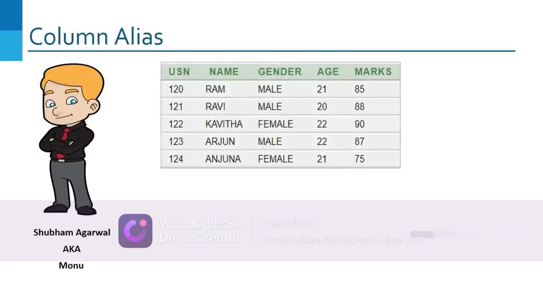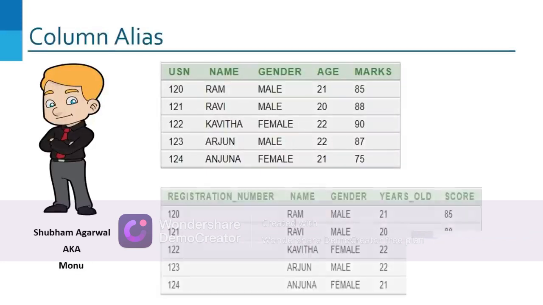So let's say that I have USN, name, gender, age and marks, okay? Now I think that USN should be changed to registration number. I think that age should be changed to years old. And I think that marks should be changed to score. So this is what I have done here. And this is what is called as alias, okay? Alias means a temporary name to a particular column field or to a table name, right?